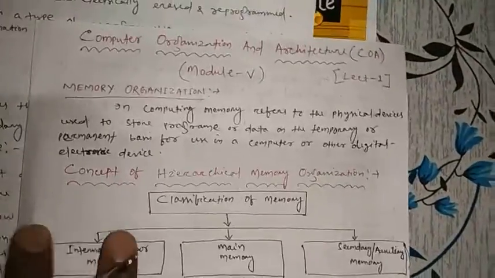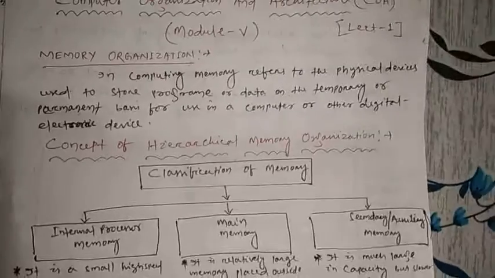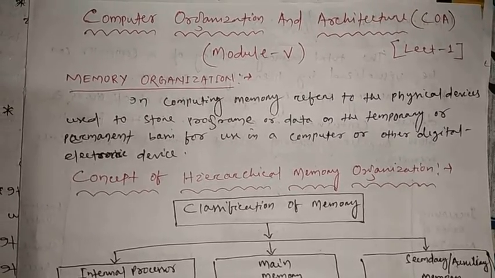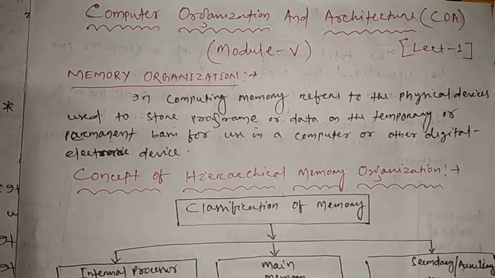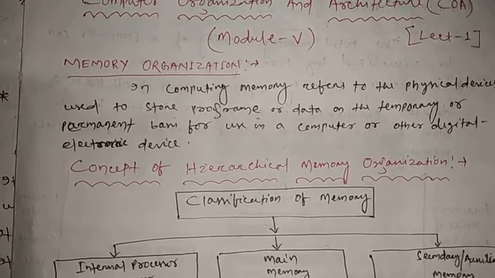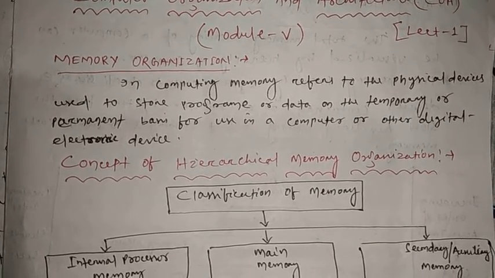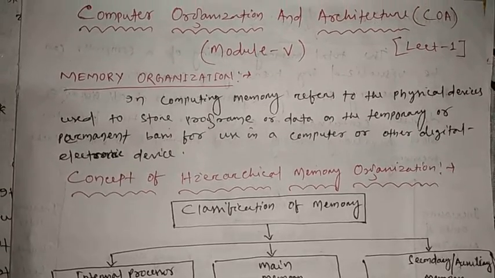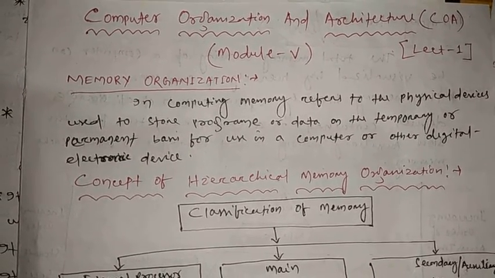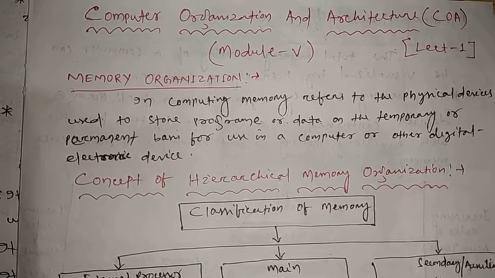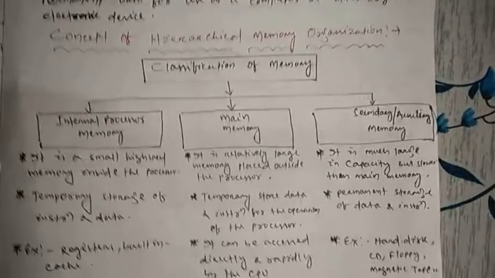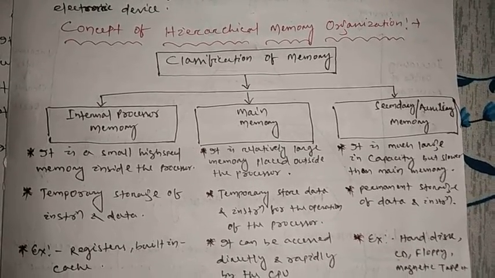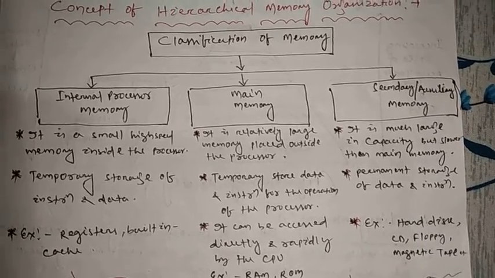So today in this session we discussed what memory is. Memory is a physical device which is used to store information or data in our computer. And there are two types of storing capacity: one is temporary storage, another is permanent storage. Permanent storage means we can store the information as long as we don't delete it, but temporary means the data or information will be erased when the power supply to the computer is off. Okay, and for classification of memory, there are three classes: internal processor memory, main memory, and secondary or auxiliary memory.